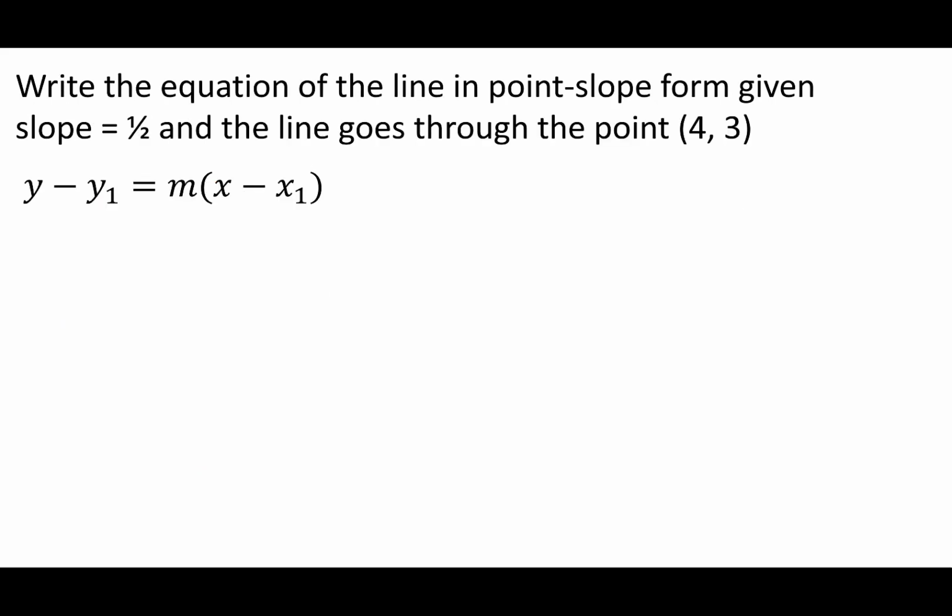All right, write the equation of a line in point slope form. So remember, point slope form is y minus y1 equals m times x minus x1. And we're given the slope is equal to 1/2, and it goes through the point (4, 3). Remember, my m is my slope, and my point is my x1 and my y1. So I'm just going to plug everything in. So I get y minus, what's my y1?